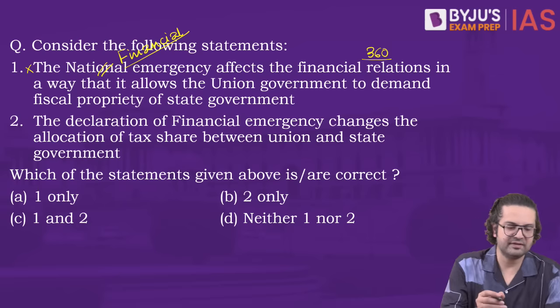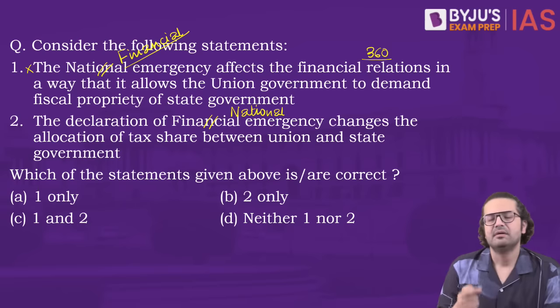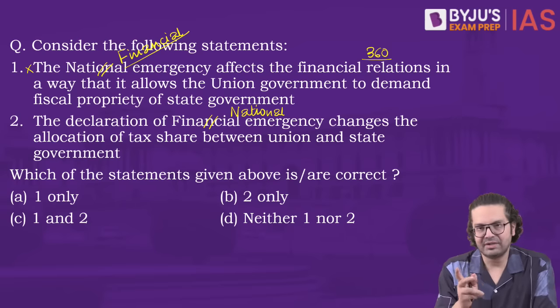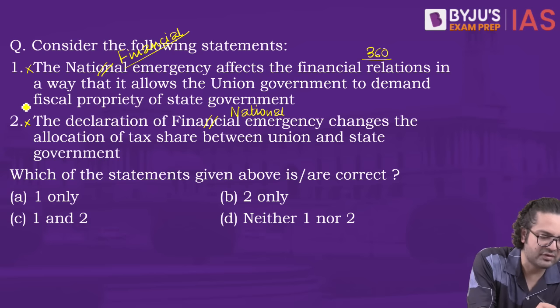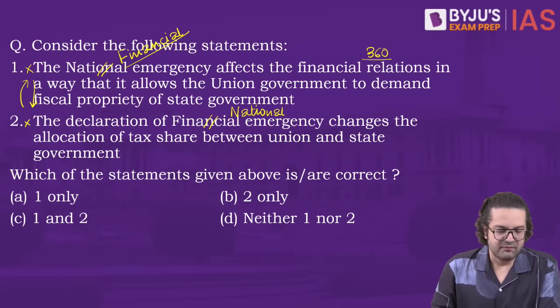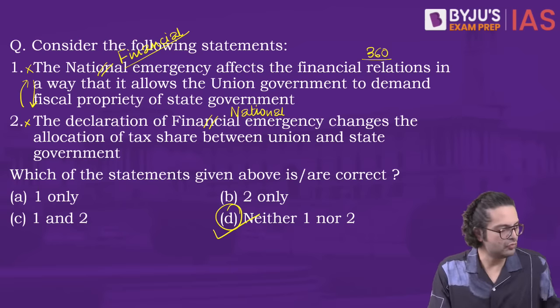No, this is the declaration of national emergency, which can change. The president can modify the allocation or tax distribution among center and states. So I think it is just reversed. Okay, both statements are wrong. Which of the statements is correct? We know very well. D, neither 1 nor 2.